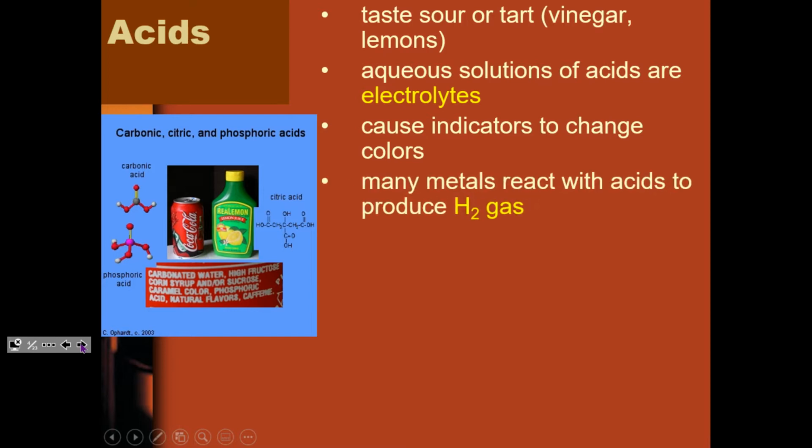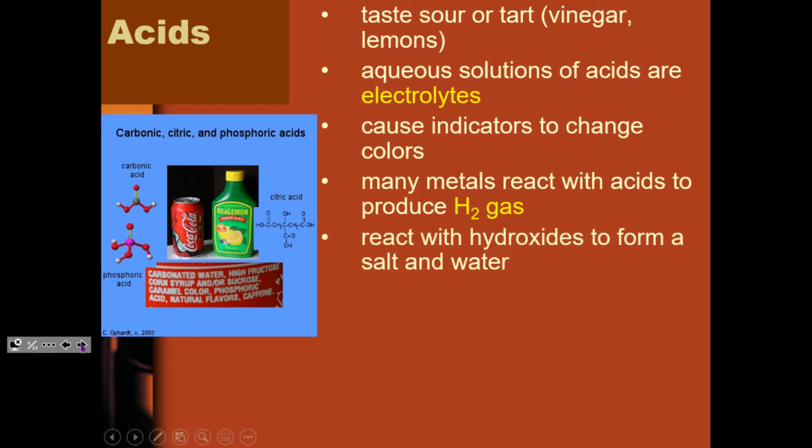Many metals react with acids to produce hydrogen gas, and that's because most acids have hydrogen in their formula. They react with hydroxides, which are OH minus, if you remember from the ion chart, to form a salt and water. And in chemistry, we can have lots of different salts. Usually a salt in chemistry is a group 1 metal with a group 7 halogen, generally.